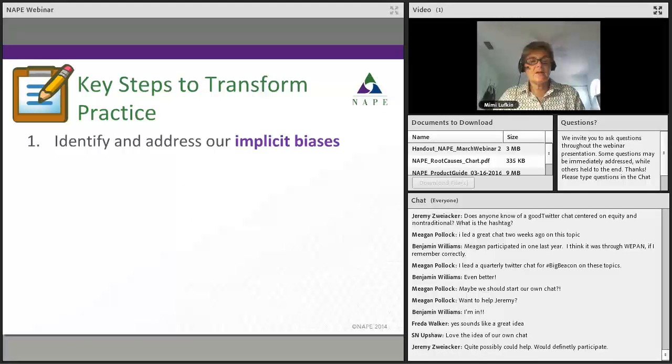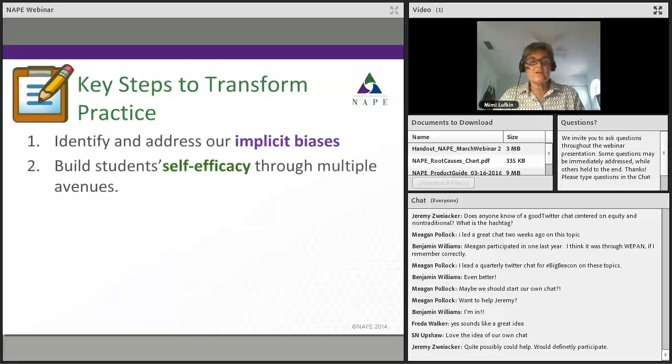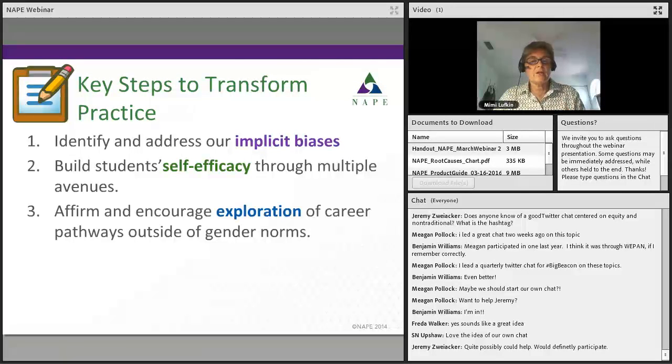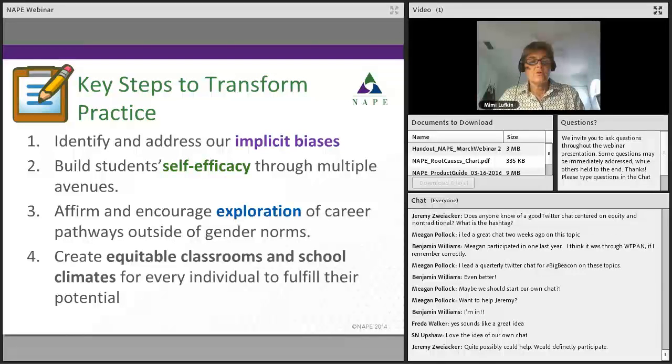So there are some key steps to transforming practices, and we hope you'll keep these in mind as you take this information with you. Identify and address our implicit biases. Build student self-efficacy through multiple avenues. Affirm and encourage exploration of career pathways outside of gender norms. Create equitable classrooms and school climates for every individual to fulfill their potential.